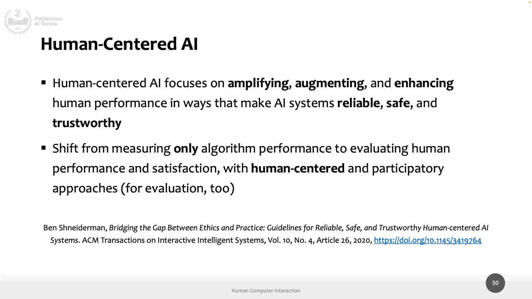And so the shift that Ben Shneiderman was advocating in 2020 when introducing the field of human-centered AI was to shift from measuring only the algorithmic performance in terms of recall, precision, etc., to include also, not only, but also human performance and satisfaction, with this human-centered participatory approach that I mentioned before, which will allow us to make, again, better AI systems. And he wrote, I don't know, many pages to prove this.